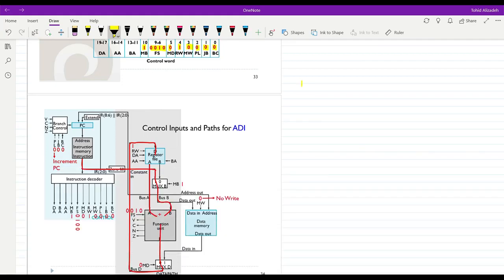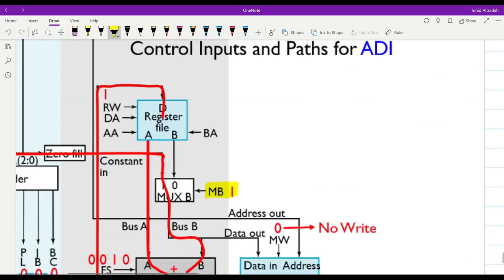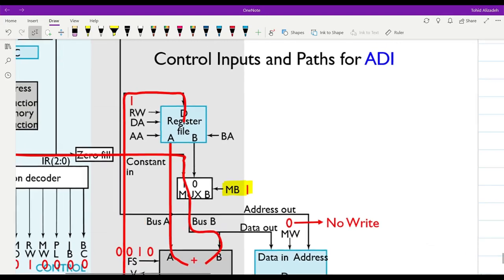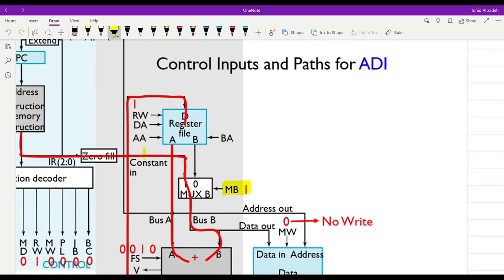For MB we have one. Where is MB? MB is over here. It is indeed the multiplexer which selects whether we receive the data from the register file or whether we receive the constant input. So when MB is equal to 1, it means that the constant input will be considered, and it will be available on bus B.